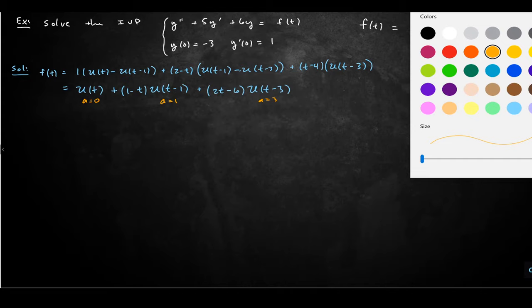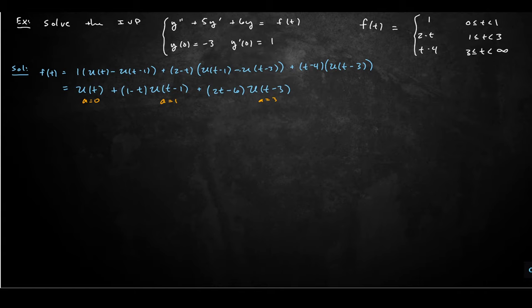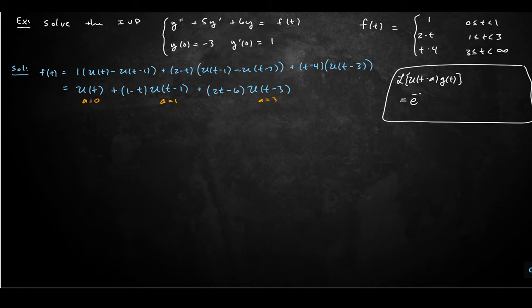And then, of course, we want to remind ourselves of what the translation theorem says. So the second translation theorem, part B, basically said that Laplace of u of t minus a times g of t is equal to e to the negative as times Laplace of g of t plus a. So let's first calculate Laplace of f and then look at the differential equation.